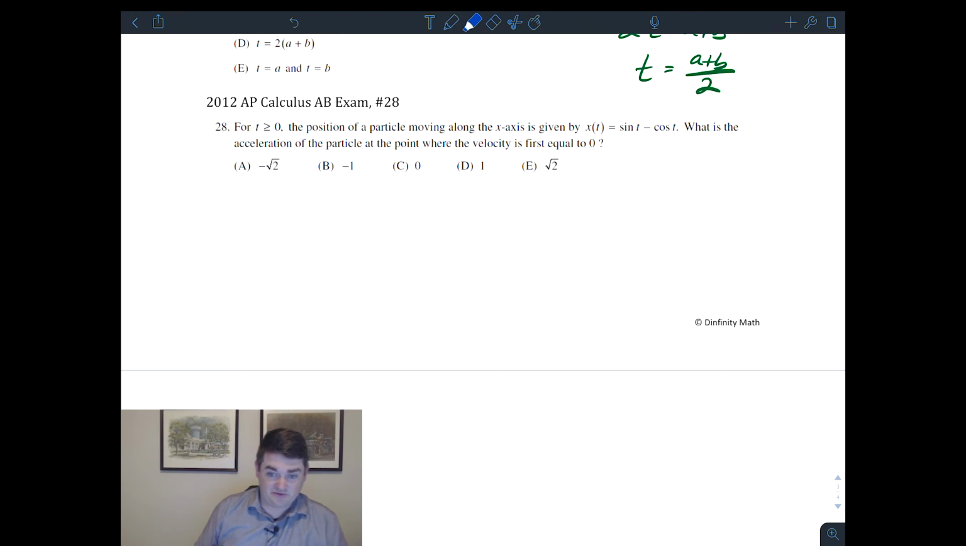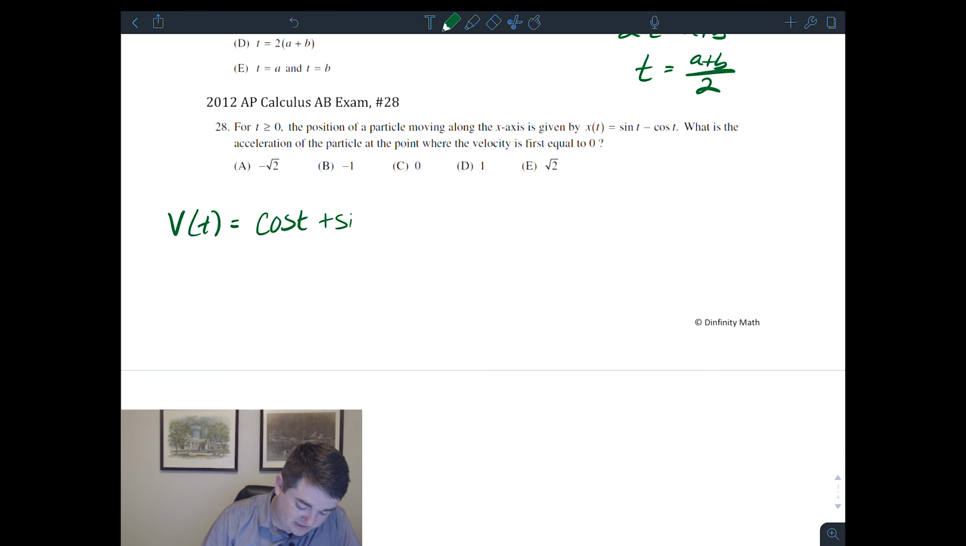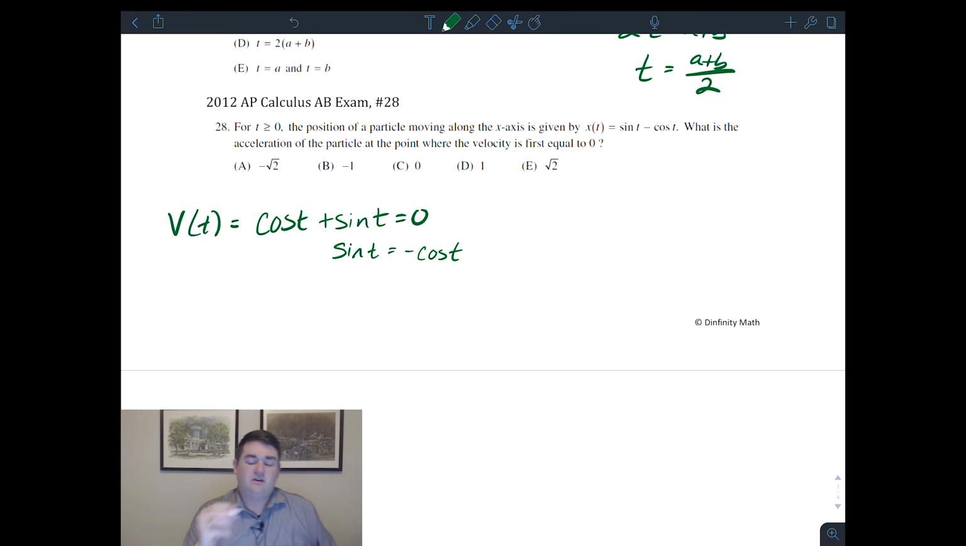So I'm going to be taking some derivatives here. So v of t, the derivative of sine t minus cosine t, is going to be cosine t minus negative sine t, so plus sine t. Okay. And I guess since we're here, we want to find out when this is equal to 0. So when is cosine t plus sine t equal to 0? Or another way to phrase that is when is sine t equal to negative cosine t?